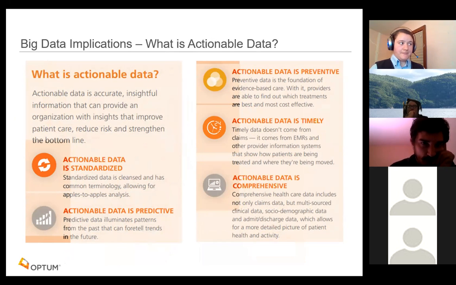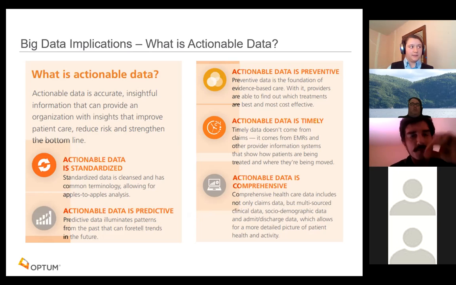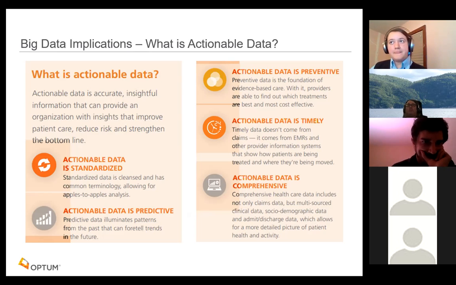What is actionable data? Actionable data is accurate, insightful information that can provide an organization. You guys lose me? Let me start again. I think I lost internet after you said actionable data.